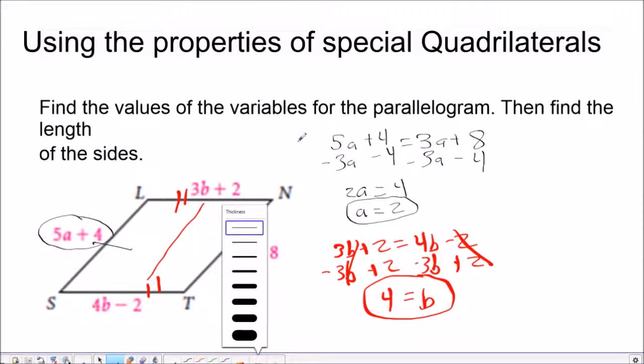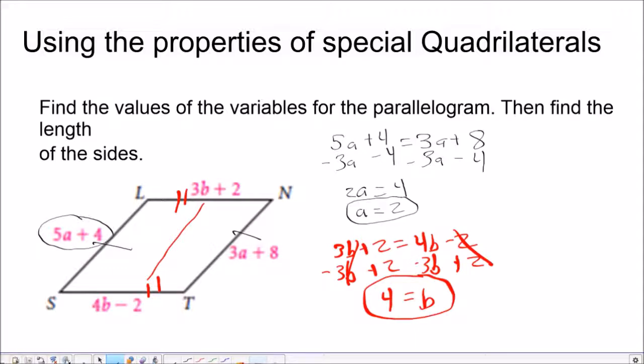We always want to go back and read the question. That's been getting some of us in trouble a little bit lately, so let's go back and look. Then find the length of the sides. Aha, so we're not done yet. We found a and b, but we're not done. Let's go back and plug them in. So I'm going to plug in 3. I'm not going to write a, because a is 2. So 3 times 2 plus 8, that would be 6 plus 8, and that is 14.